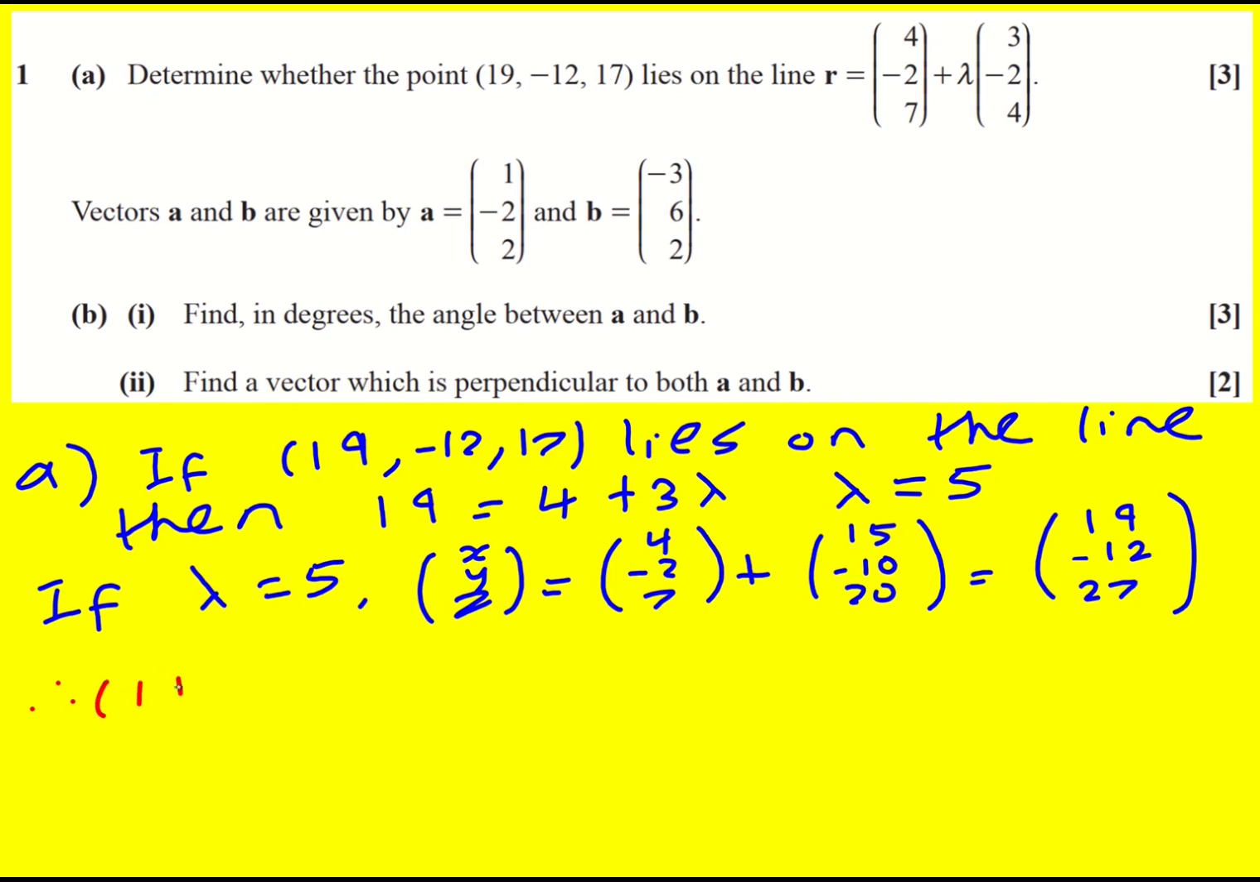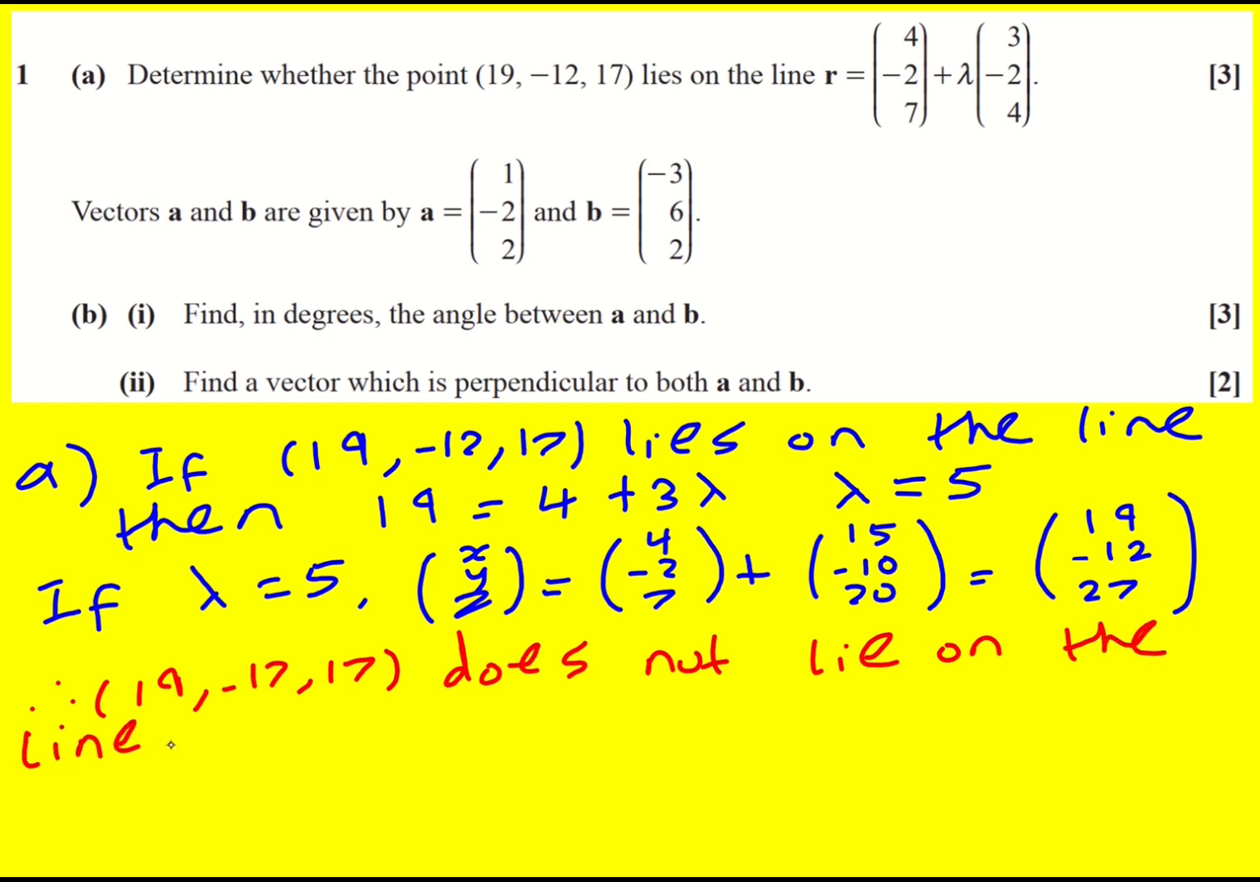So therefore, (19, -12, 17) does not lie on the line, since (19, -12, 27) does.